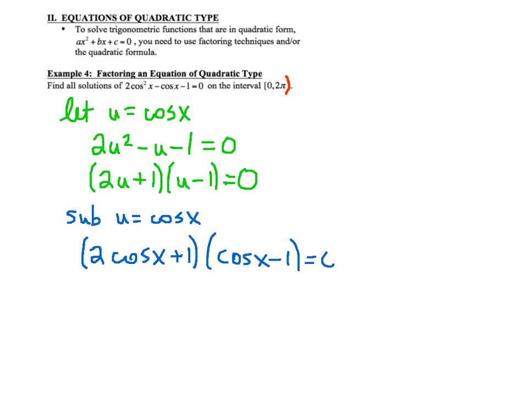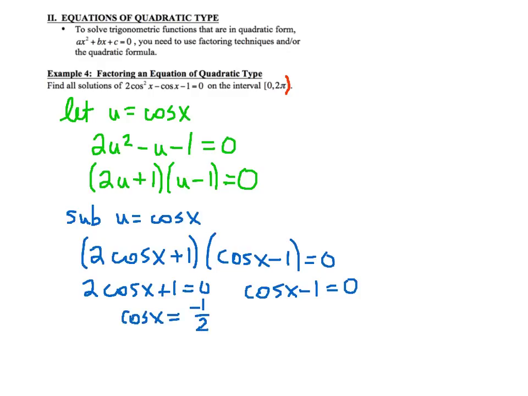Now, by using our rules of factoring, what we have to do from here is set each of these equal to 0. So we have 2 cosine x plus 1 equals 0, and you're also going to have cosine of x minus 1 equal to 0. So if we solve the first one, you're going to get cosine of x equals negative 1/2.